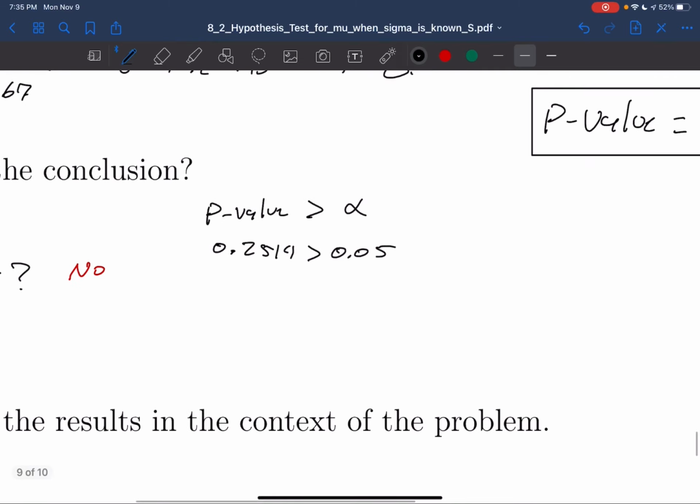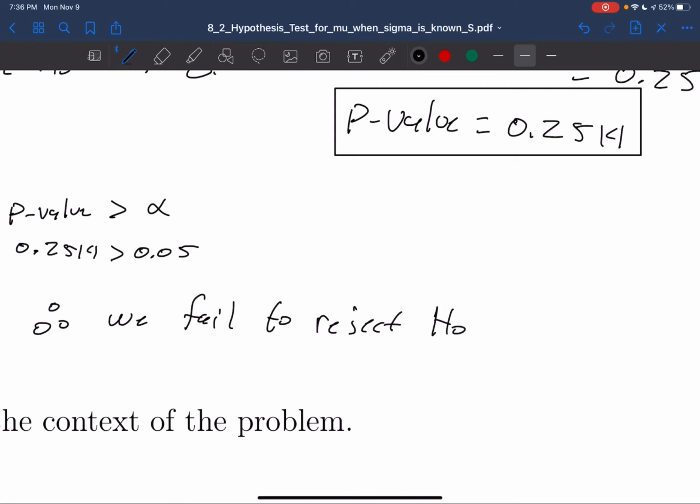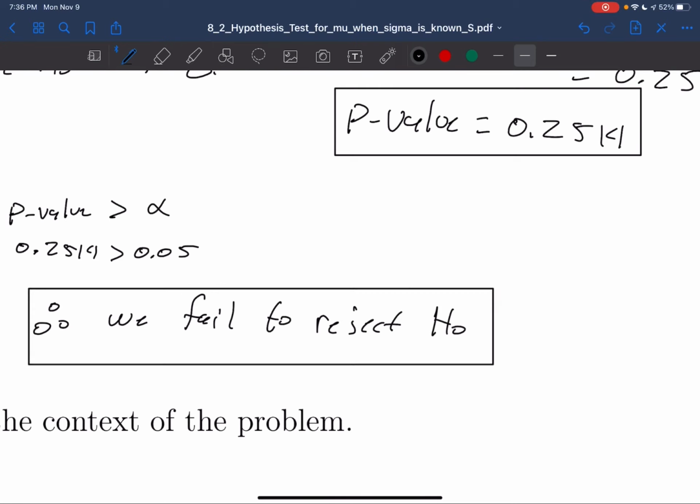So that means thus, the three dots just means thus, we fail to reject our null hypothesis, H0. Awesome.